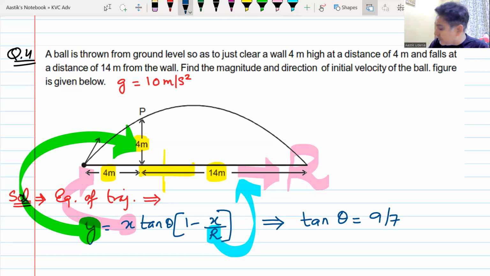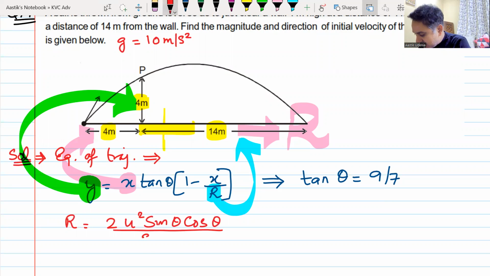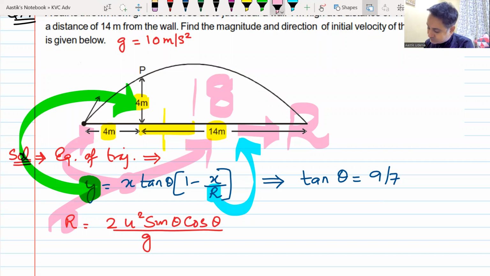Now you got the value of tan theta as 9/7. The range is already known. You have to find out the initial velocity u. So now you can use the formula for range: range is 2 times u square sine theta cos theta by g. The value of range is already known to you. It is 18. The value of 2 is 2.